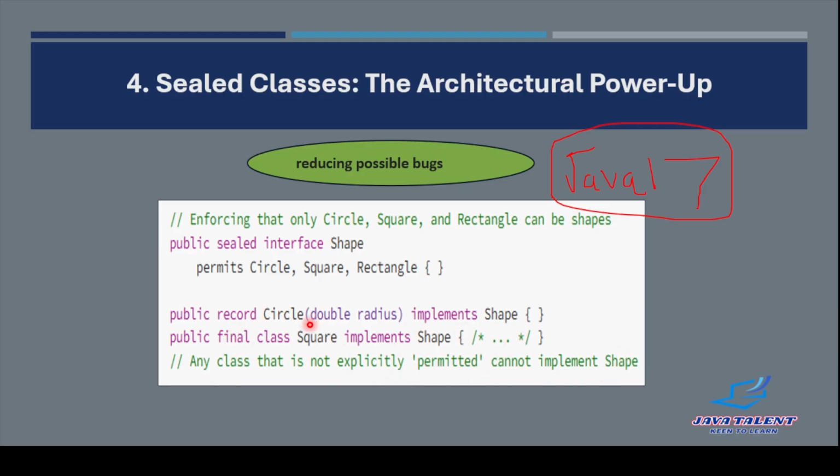Okay. So the actual magic is when you combine these with switch expressions: the compiler can now guarantee you have handled all possible subtypes, eliminating the need for defensive default clauses. So this is powerful for domain-driven design modeling and architecture.